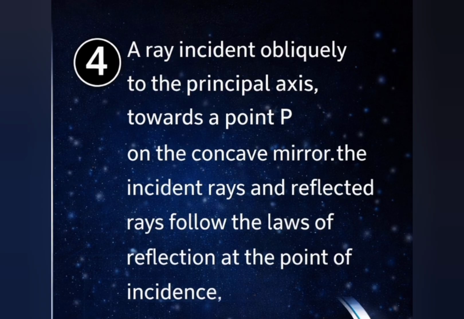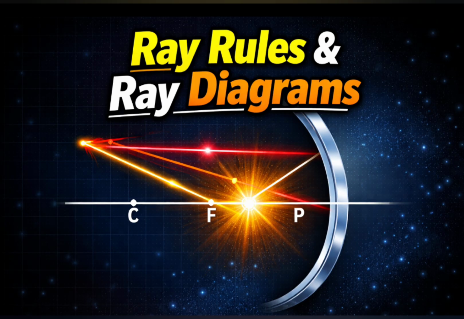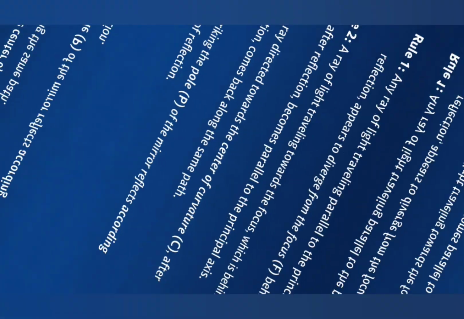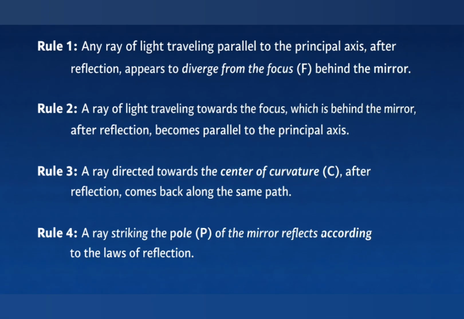Okay, students, in today's class, we are going to learn about convex mirror ray rules in a simple and easy way. Let's begin with the rules one by one. First rule, a ray parallel to the principal axis. After reflection, it appears to diverge from the principal focus in case of convex mirror.